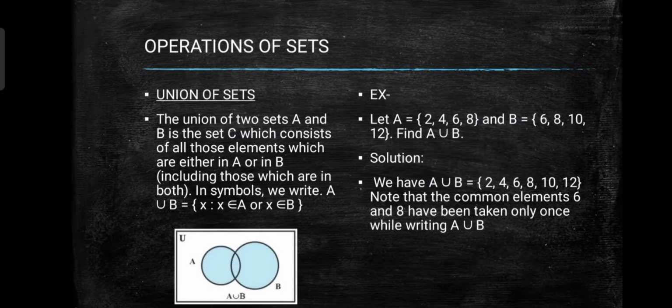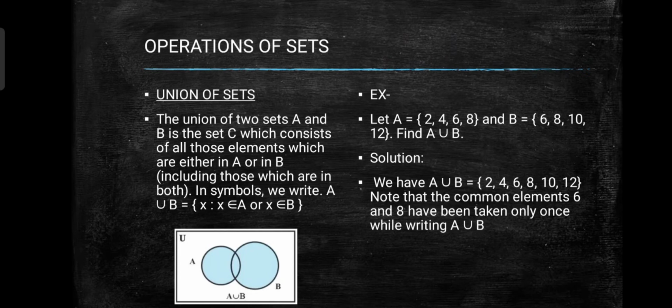Next, operations of sets. You have two main operations of sets, union and intersection. The union of sets A and B is the set C, which consists of all those elements which are either in A or in B, including those which are in both. In symbols, we write A union B equals {x such that x belongs to A or x belongs to B}. The symbol used for union is U, and for intersection you have the inverted U.